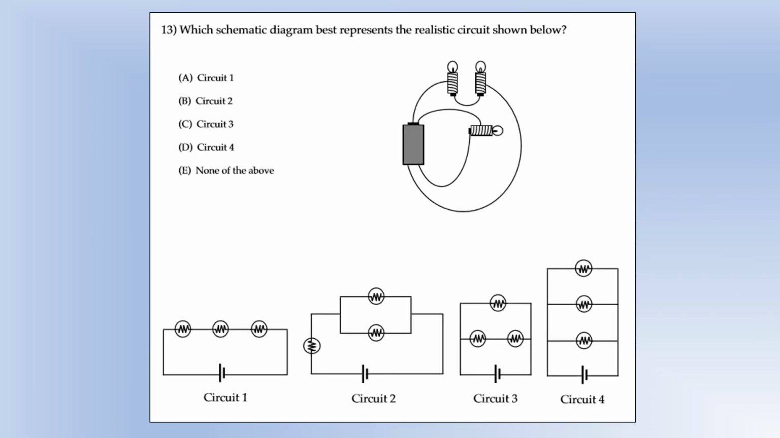So which schematic diagram best represents the realistic circuit shown below? Take a look at the options and then we will show you which one's correct. Okay, so the one you should have is circuit 3. Going around the outer loop, we've got two light bulbs in series, which circuit 3 has. And then we've got one light bulb in a completely separate loop, which again, circuit 3 has.